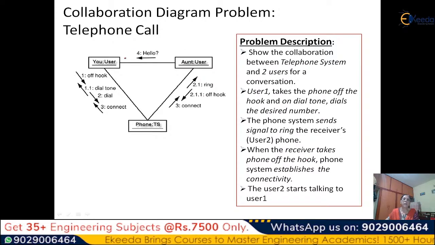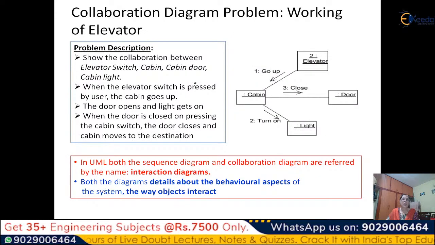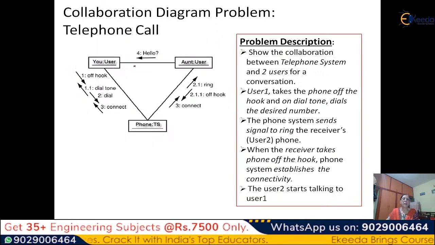So now this person can say hello. You are here and your aunt is here, so you are saying hello. Now the exception is not shown here. If it doesn't work, then it will send a message saying that the call is not successful. So if you want to make a collaboration diagram, then you have to show this. That was one we have seen.